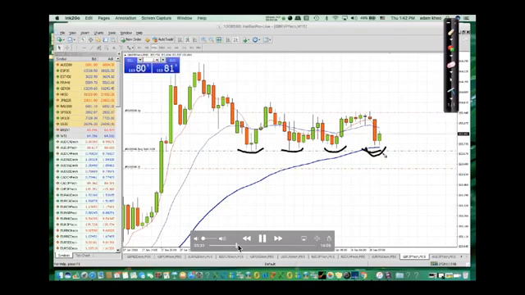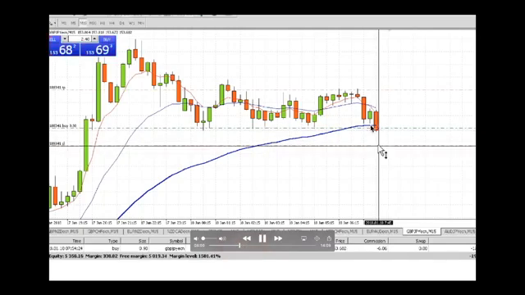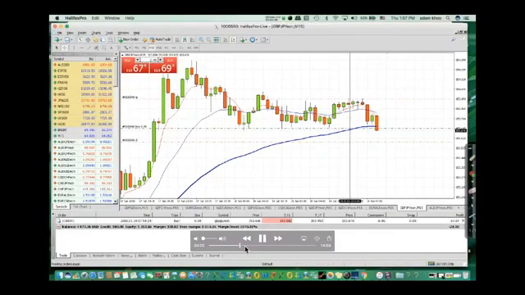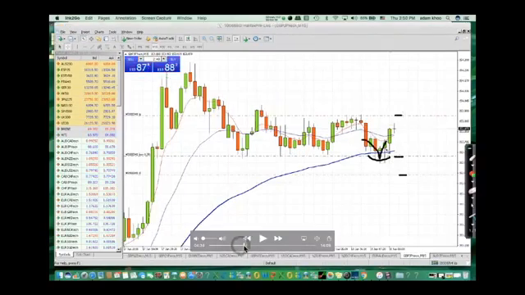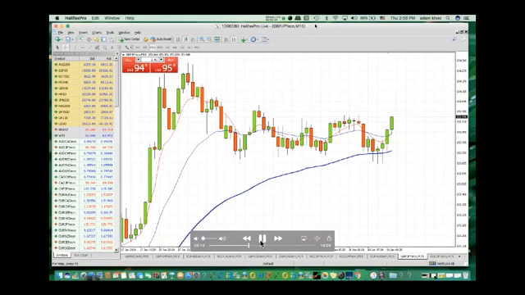And once this order is placed, you can see the price triggering our buy order over here. We can see the price hitting our profit target.